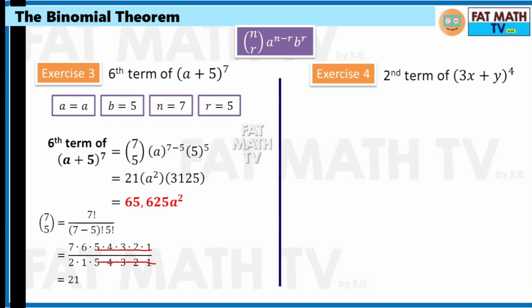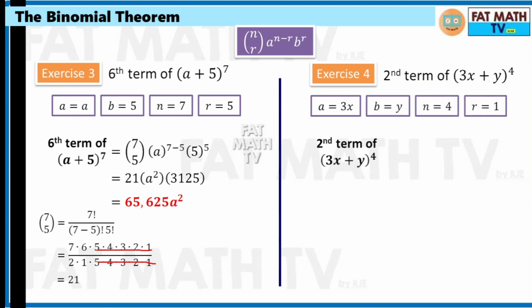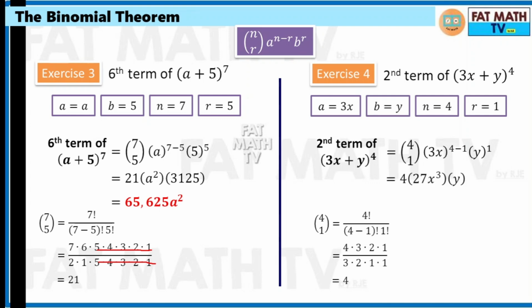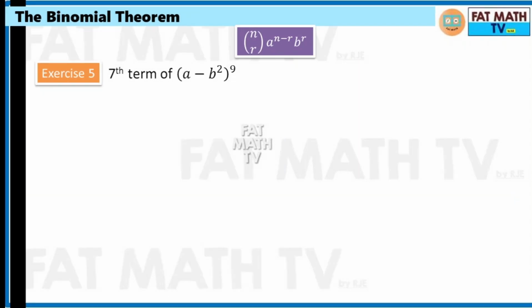Number 4. Second term of 3x plus y raised to 4, you will have a equals 3x, b equals y, n equals 4, and r equals 1. So in the formula, you will have 4 taken 1 times 3x raised to 4 minus 1, y raised to 1. 4 taken 1 at a time is 4, and 3x raised to 3 is 27x cubed, y raised to 1 is y. 4 times 27 is 108. Copy x cubed and y. So the second term of 3x plus y raised to 4 is 108x cubed y.